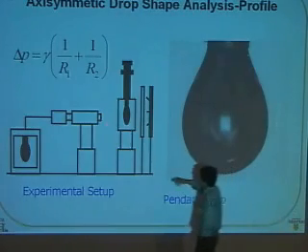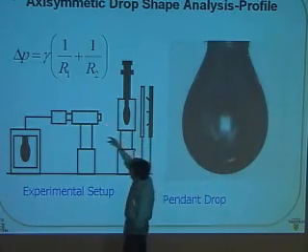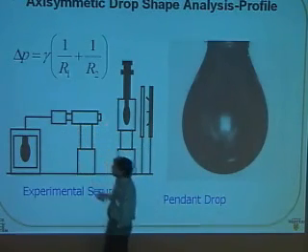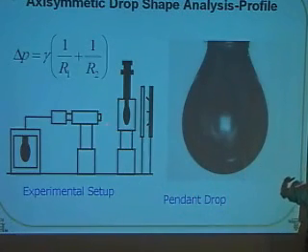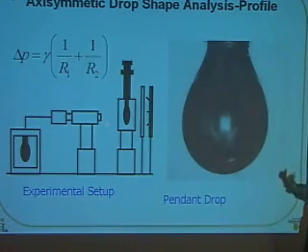This is the setup. This is your sample, and this is the lighting, and you have an optical microscope here, and you take the image. Once we have the image, we digitize it, and then we do the edge detection, and after edge detection, we have this profile. Once we have the profile, we do the image analysis through a nonlinear curve fitting.